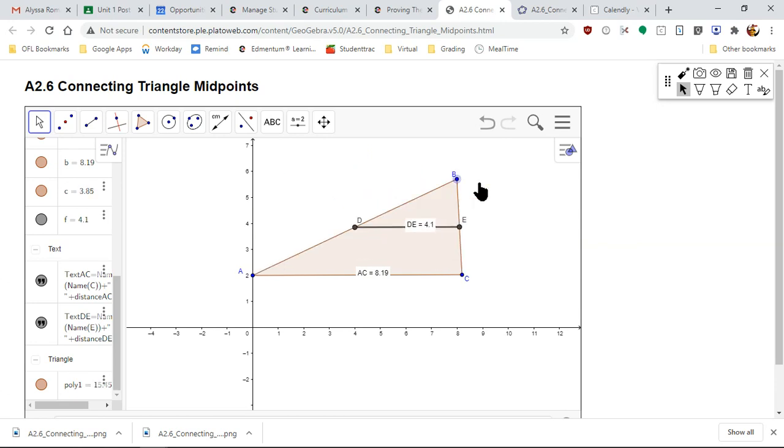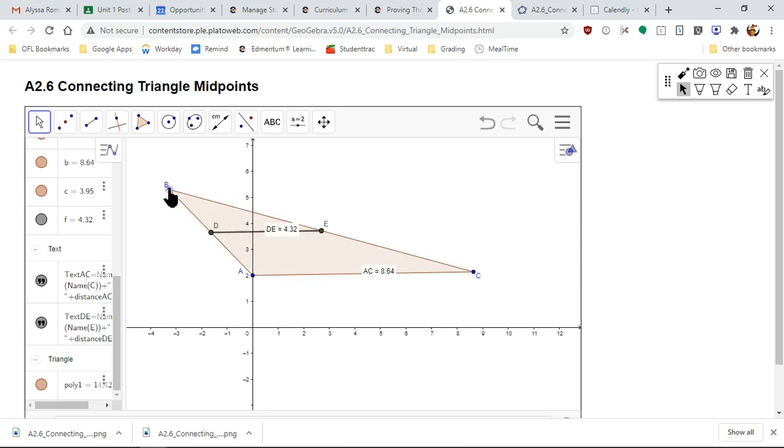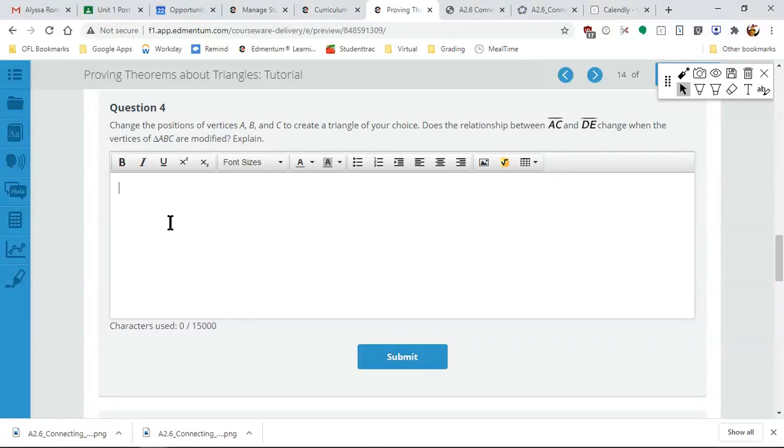Angle B doesn't do anything to change the length, but changing side AC does. So changing side AC does change the length. Changing B doesn't do anything. DE is dependent on AC. All right, so change it. Does the relationship change? No. The relationship remains the same when changing the angles.